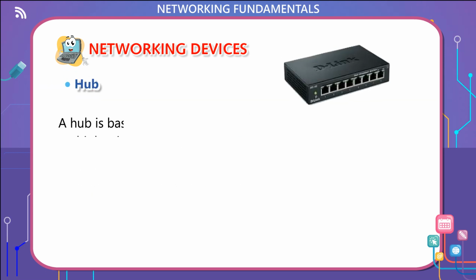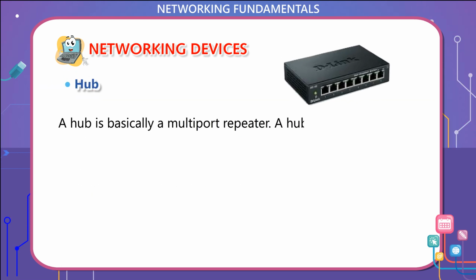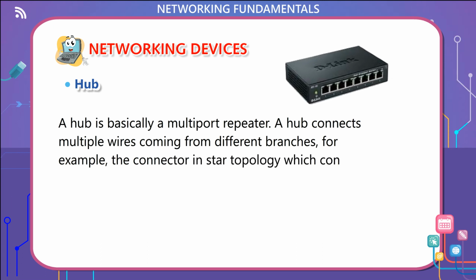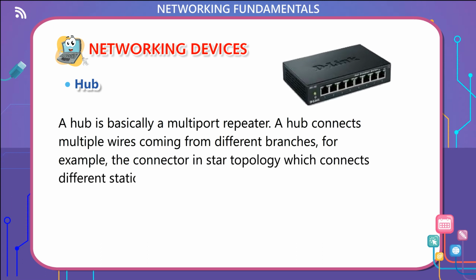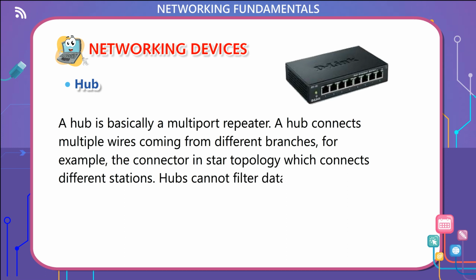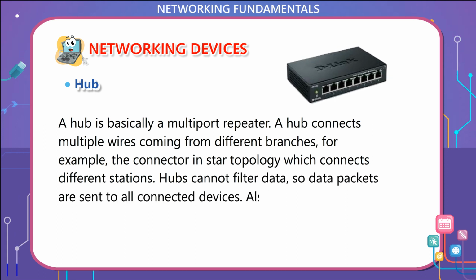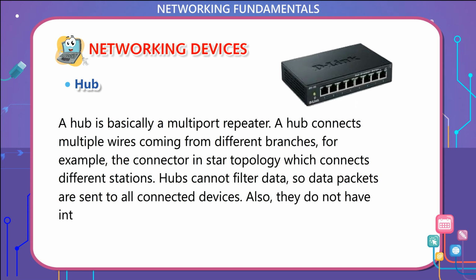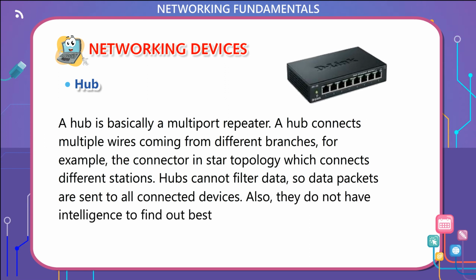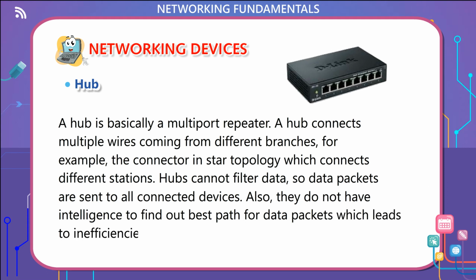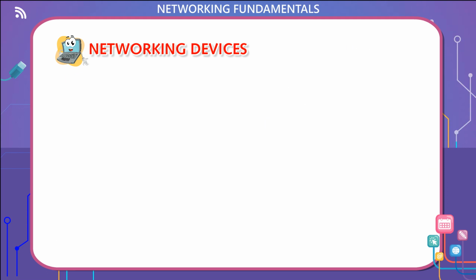Hub. A hub is basically a multi-port repeater. A hub connects multiple wires coming from different branches, for example, the connector in star topology, which connects different stations. Hubs cannot filter data, so data packets are sent to all connected devices. Also, they do not have intelligence to find out the best path for a data packet, which leads to inefficiencies and wastage.